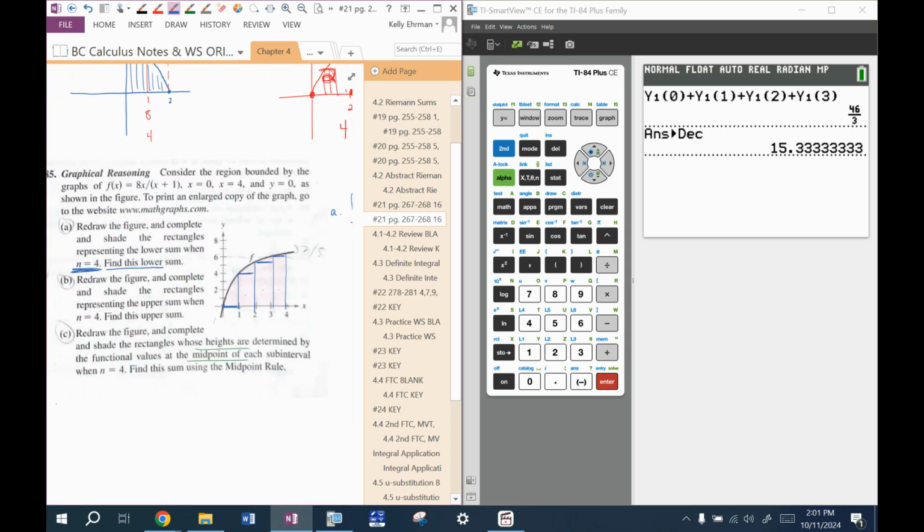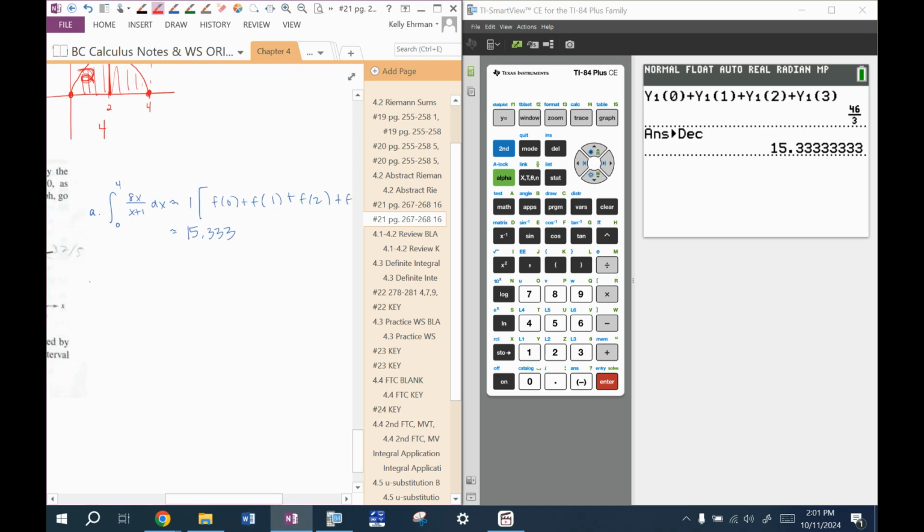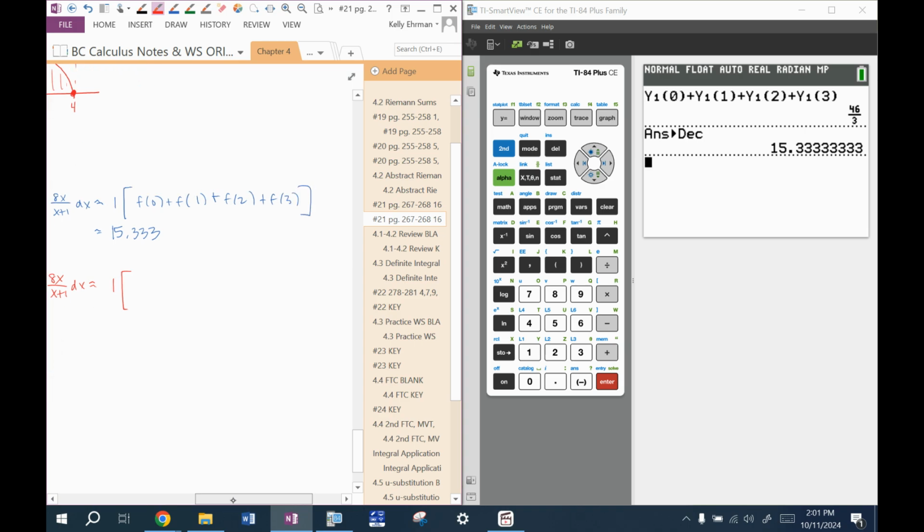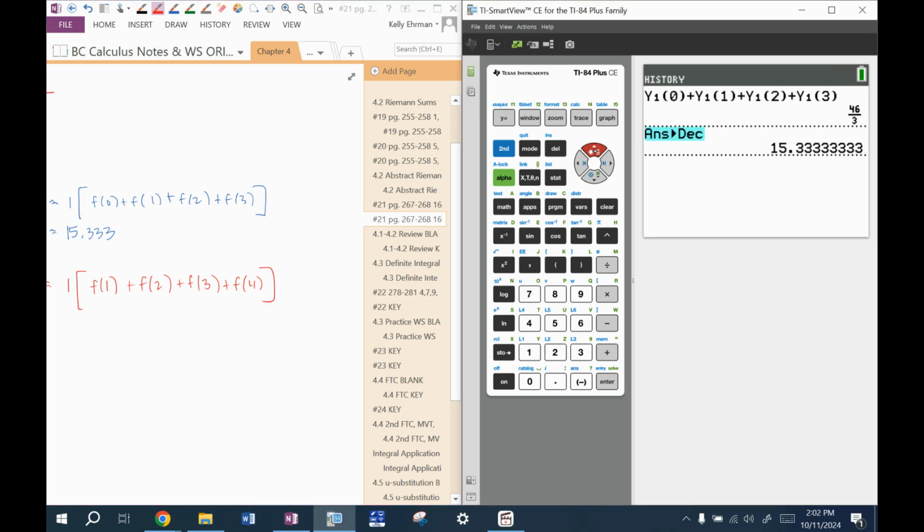All right, and then part B is the same idea. 4 rectangles, find the upper sum. The only thing that's going to change for the upper is where I start and where I end. Width of each rectangle is still 1. Instead of starting at 0, I start at 1. And instead of ending at f of 3, I end at f of 4. The great thing about having this typed in already is I can just slightly adjust my answer. So instead of y of 0, I have y of 4.